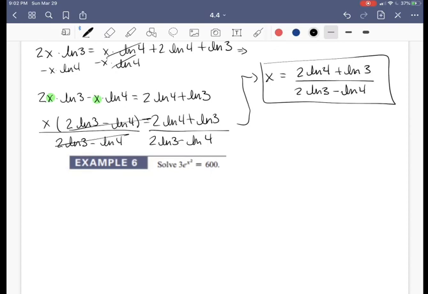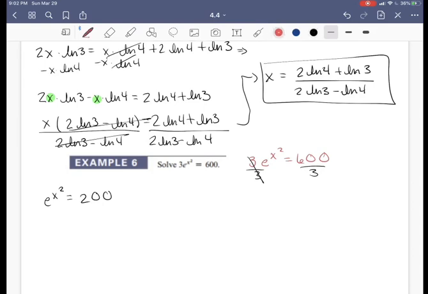Okay, so on this one, let's rewrite this so it looks a little bit better. 3e to the power of x squared is equal to 600. So let's divide by 3 on both sides. So I have that e to the x squared is equal to 200.